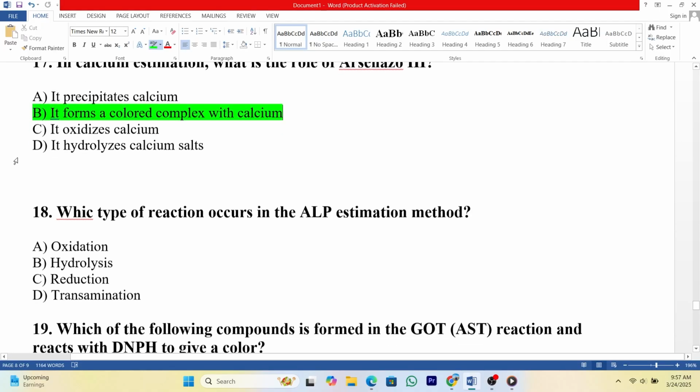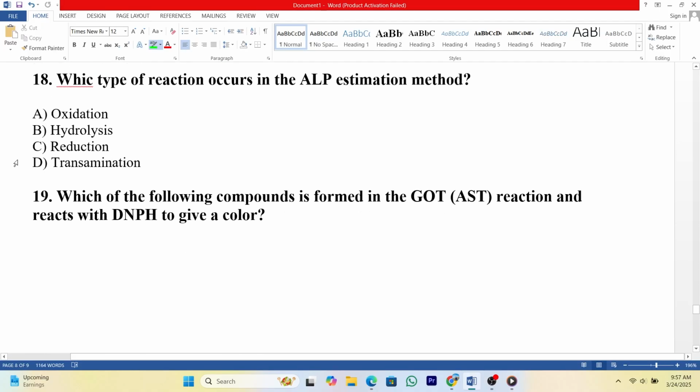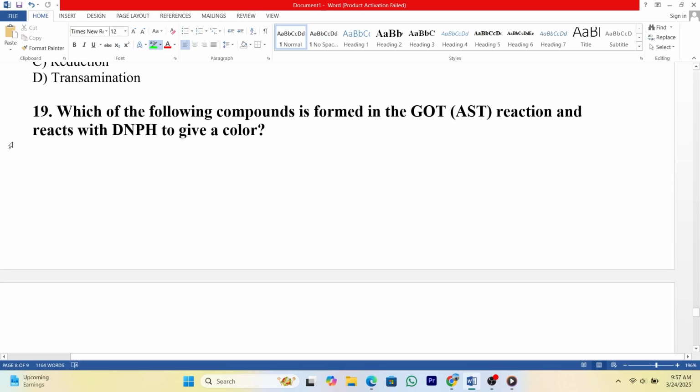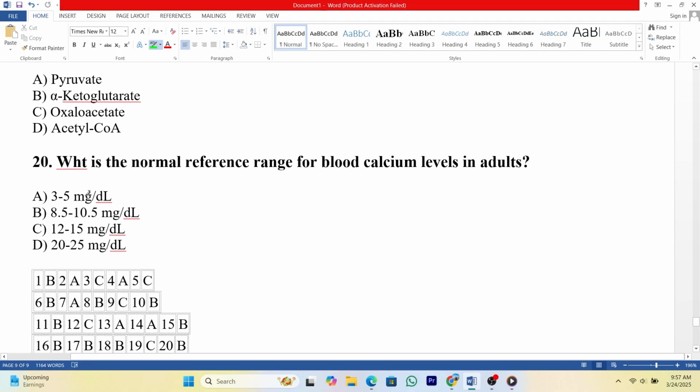18. Which type of reaction occurs in the ALP estimation method? A. Oxidation. B. Hydrolysis. C. Reduction. D. Transamination. Answer: B. 19. Which of the following compounds is formed in the GOT-AST reaction and reacts with DNPH to give a color? A. Pyruvate. B. Alpha-ketoglutarate. C. Oxaloacetate. D. Acetyl-CoA. Answer: C.